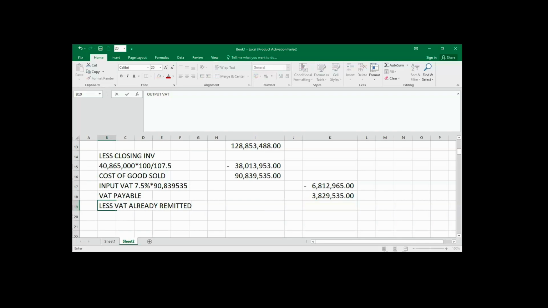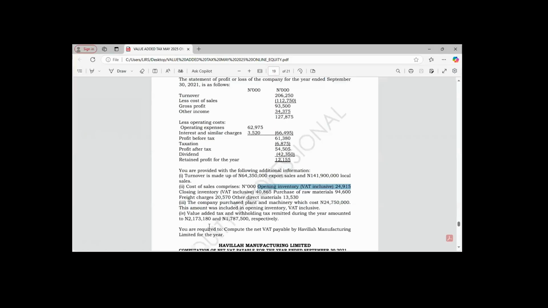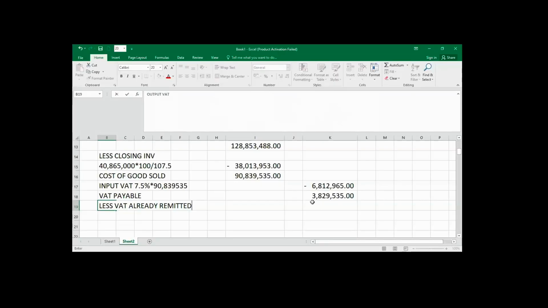Let's go back to the question. In the question, we are told that the company purchased, and the value-added tax and withholding tax remitted during the year are 217, 180, and 17. What I need is the value-added tax. Just take the figure for the value-added tax and remove it from the amount of value-added tax payable. So then you now less the amount already remitted.